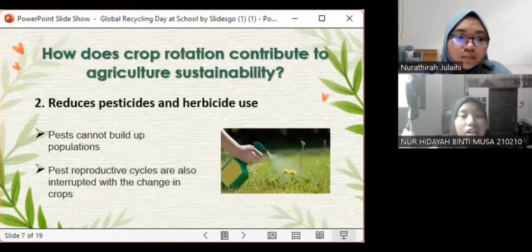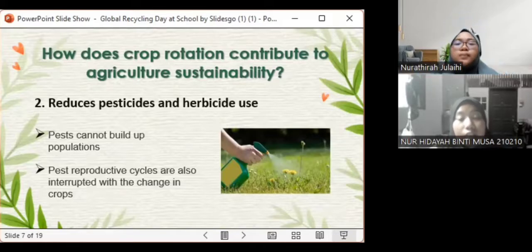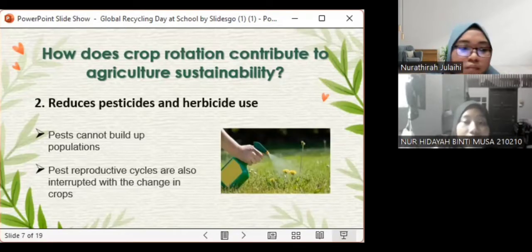Crop rotation also reduces pesticide and herbicide use, which can bioaccumulate in animals, particularly predatory birds. Pesticide use is reduced since pests cannot establish large populations because they do not have a consistent food source when crops change from year to year. Pest reproductive cycles are also disrupted by agricultural changes, preventing pest populations from rapidly increasing.